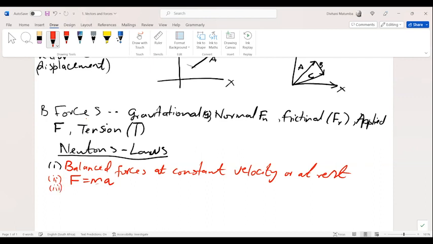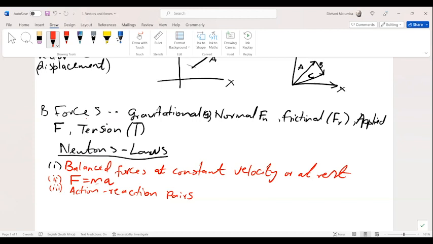Now, Newton's third law talks about a reaction. Whenever there's a force acting on an object, whether it's moving or stationary, there is always a reaction force that acts. All right.